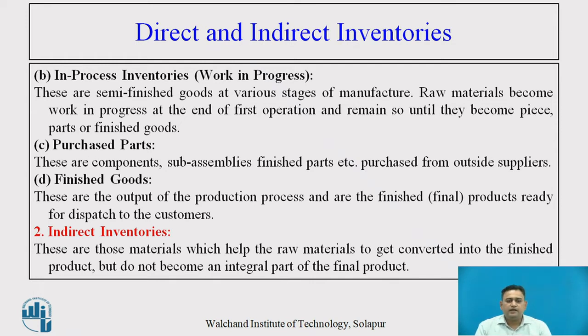Now coming to the indirect inventories, what are they? For example, the petroleum products or the consumable materials which are required for the conversion from the raw material to the finished product.